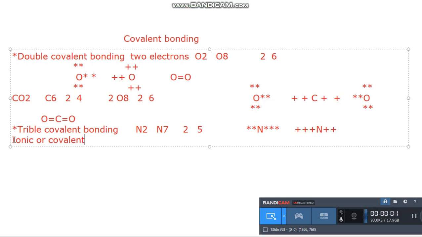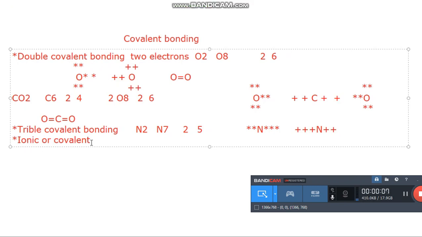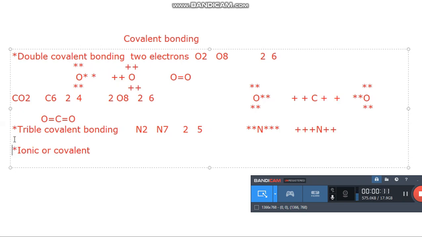Identify whether this compound is an ionic compound or a covalent compound. How can we identify? Who knows? Ionic, yes? Between metal and non-metal. Covalent between two metals, two non-metals.